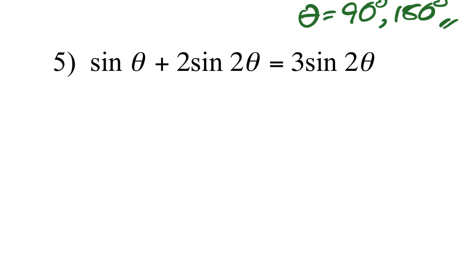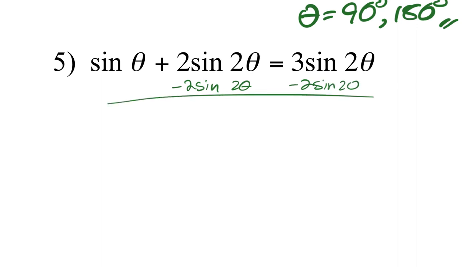So what I can do here is I'm going to subtract this 2 sine of 2 theta on both sides, minus 2 sine of 2 theta. So that means that I got sine of theta equals 2 sine of 2 theta. Right? My next step is that I can move the sine of theta to the other side. So I get 2 sine of 2 theta minus sine of theta equals 0.